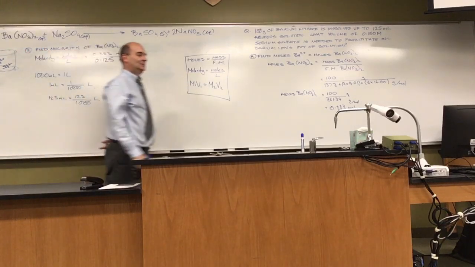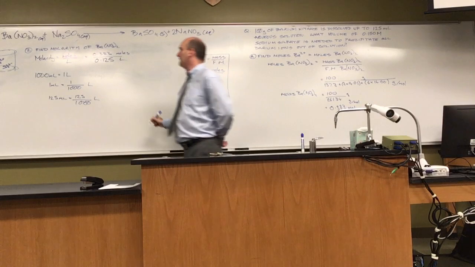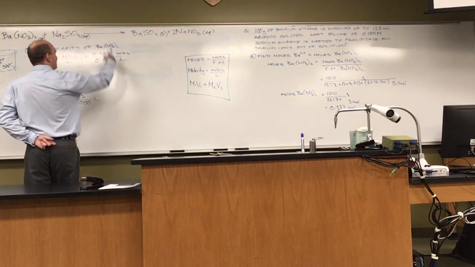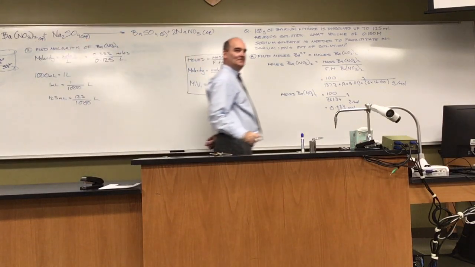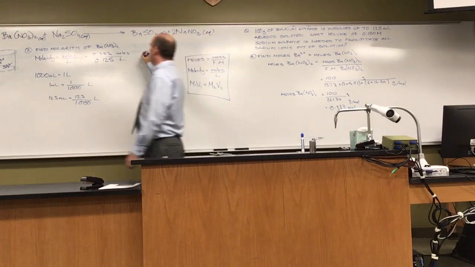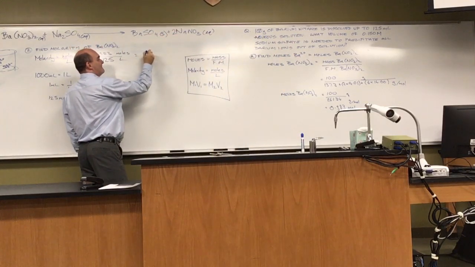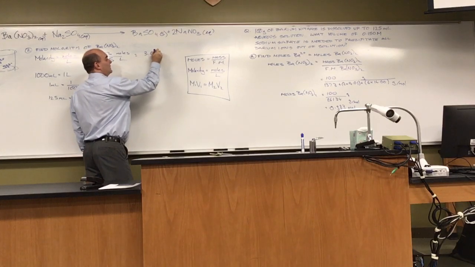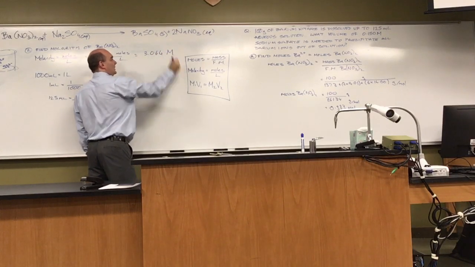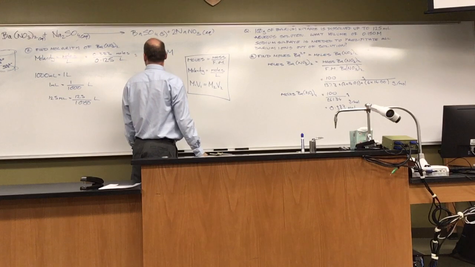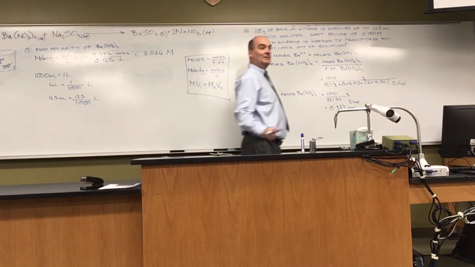Liters. Moles per liter. Okay, divide those two numbers. 3.064 moles per liter. Whoop. It's what? 3.064 moles per liter. Yep. That looks real.